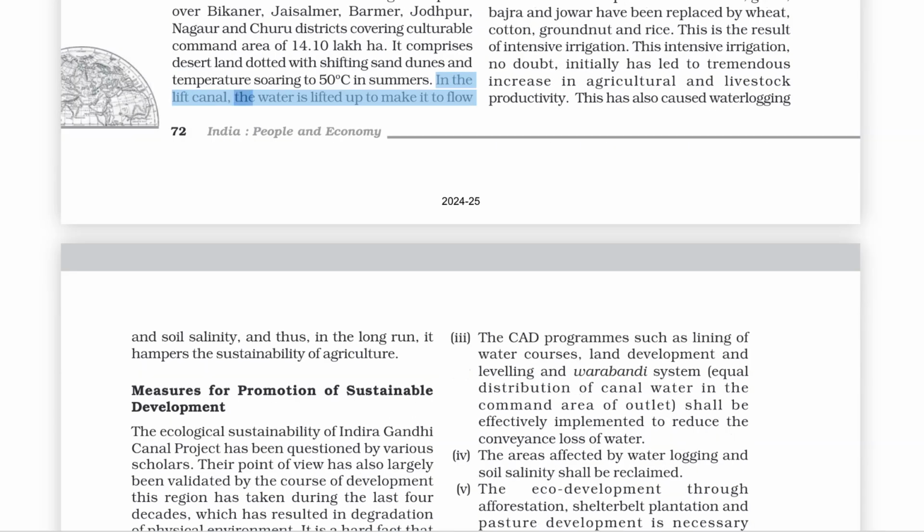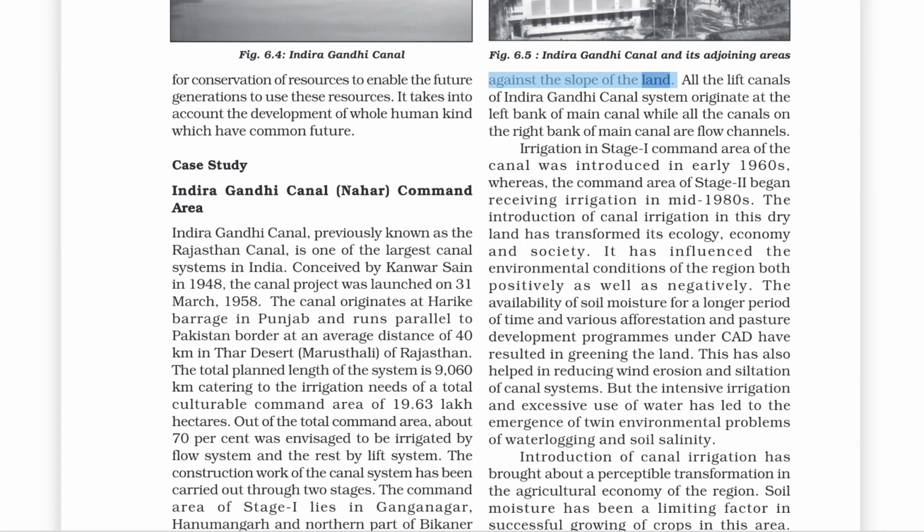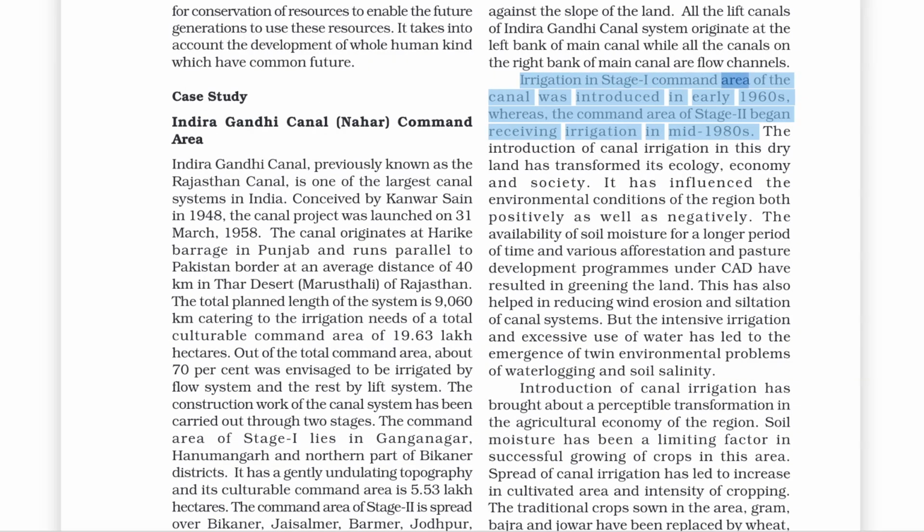In the lift canal, the water is lifted to make it flow against the slope of the land. All the lift canals of the Indira Gandhi Canal system originate at the left bank of the Main Canal, while all the canals on the right bank of the Main Canal are flow channels. Irrigation in the Stage I command area of the canal was introduced in the early 1960s, whereas the command area of Stage II began receiving irrigation in the mid-1980s.